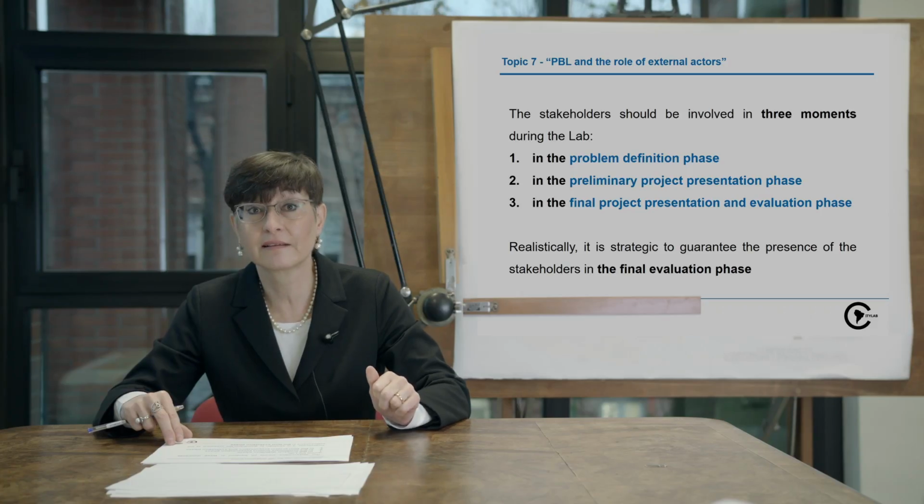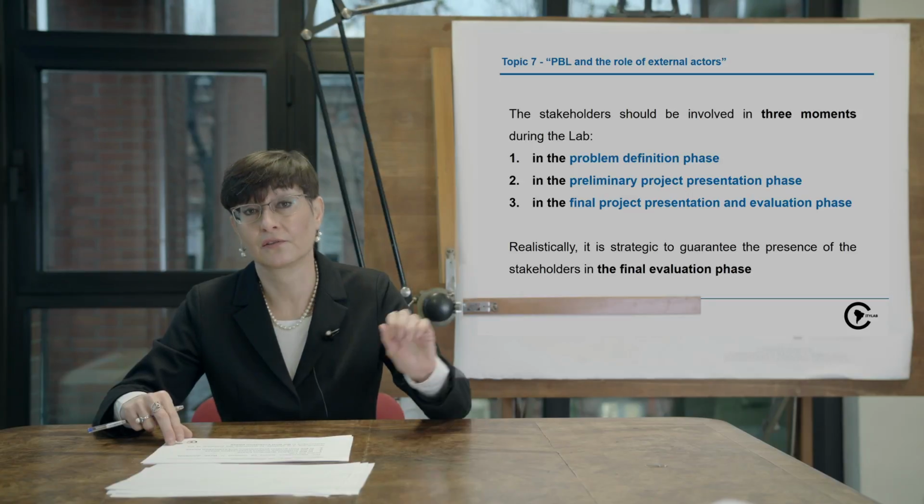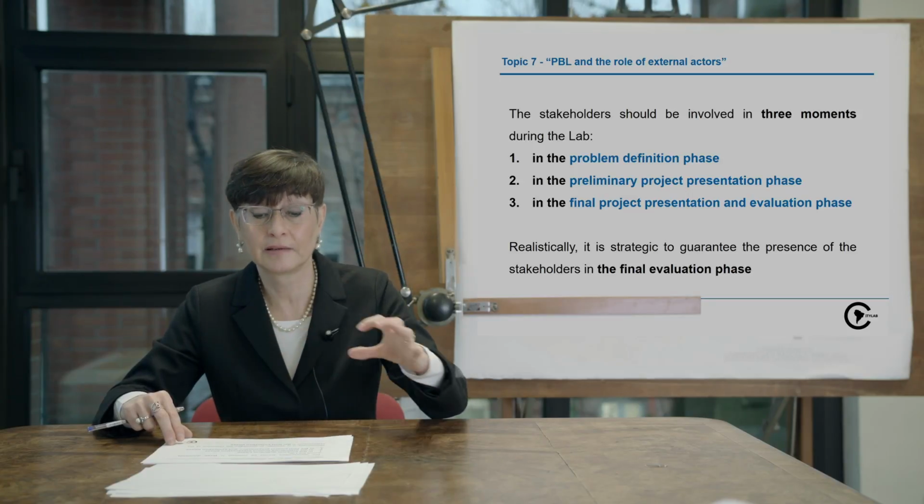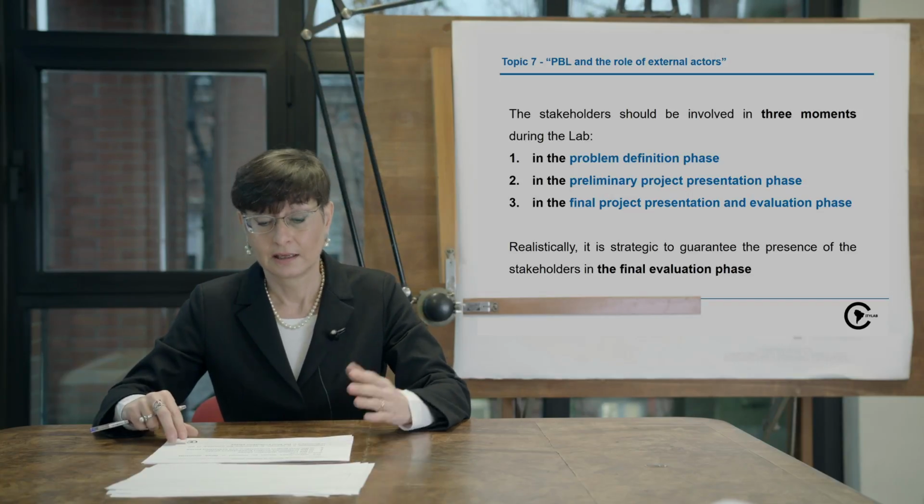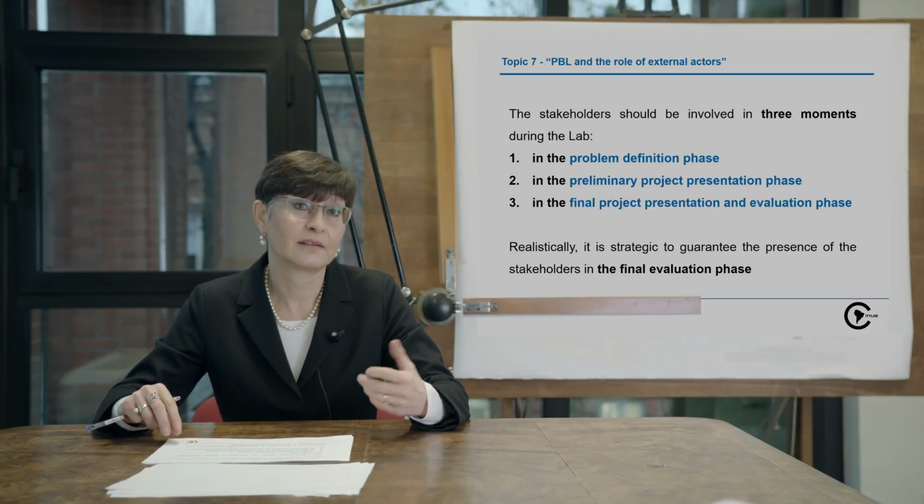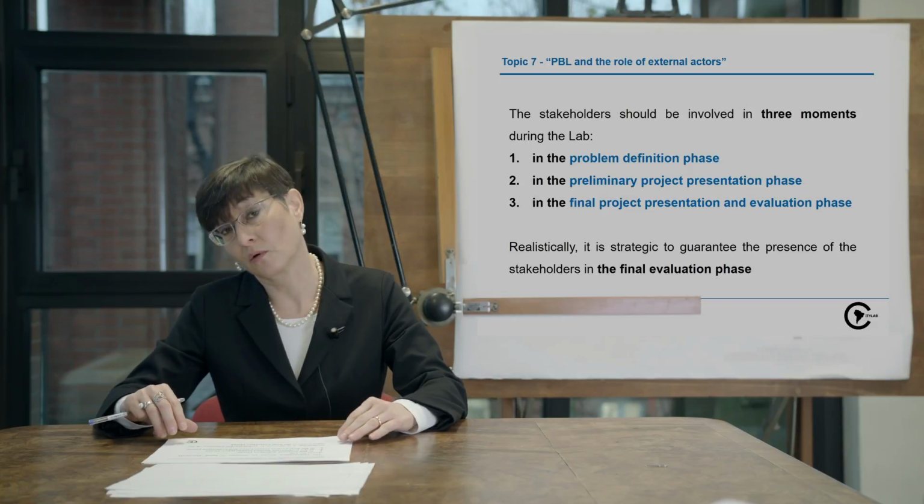Ideally, the stakeholders may be involved in three main phases. The first phase is the problem definition phase, the second is the preliminary project presentation phase, and third, the final presentation and evaluation of a student's work. More realistically, it is essential to involve the stakeholders during the third phase, the final evaluation of a student's work.